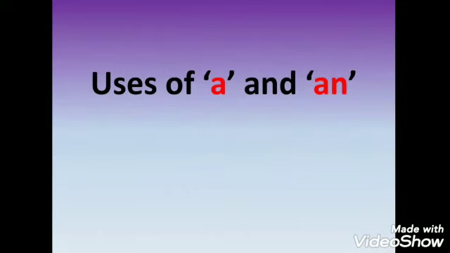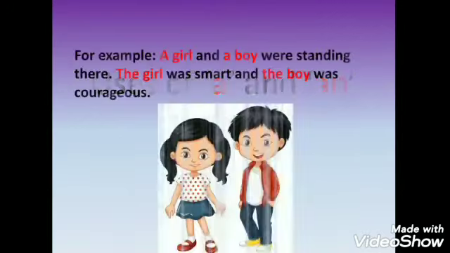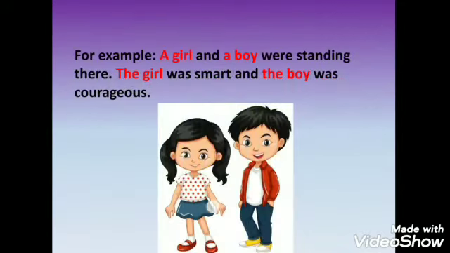Firstly, let us learn the uses of a and an. To discuss the first point, let us go through this example. The first line, a girl and a boy were standing there. The second line, the girl was smart and the boy was courageous. Now observe both the sentences.